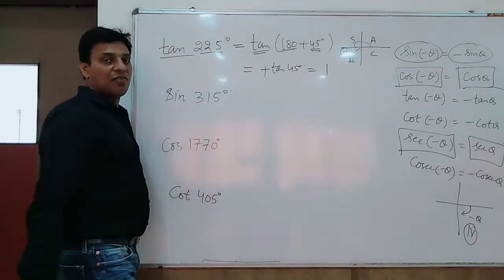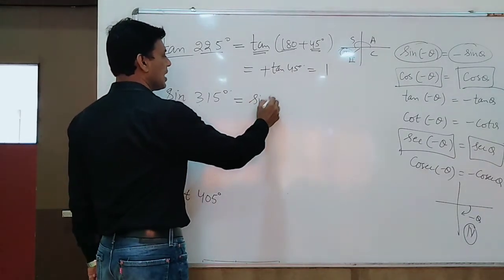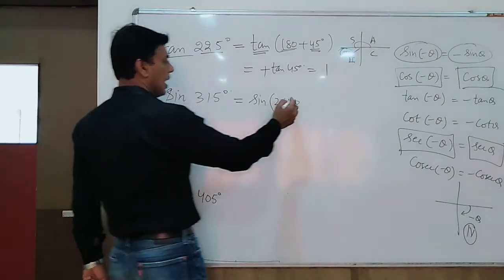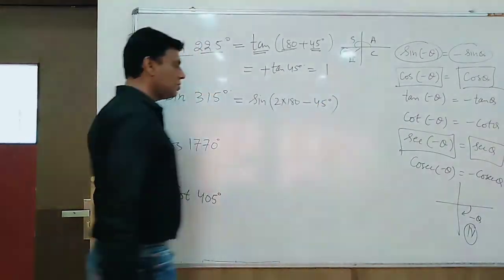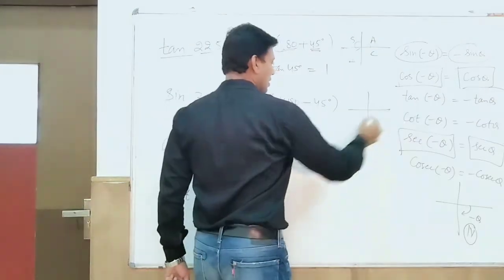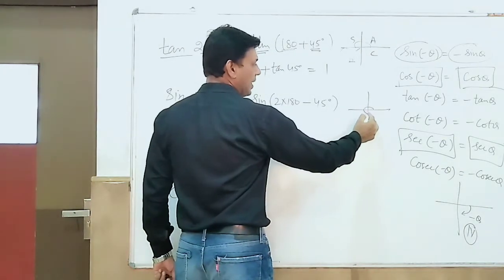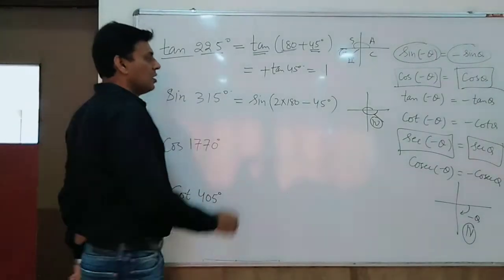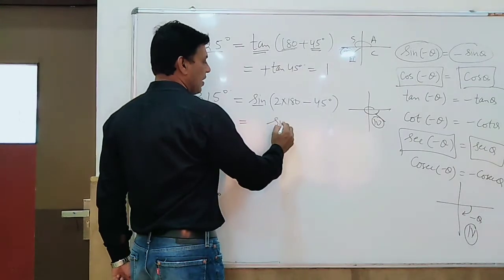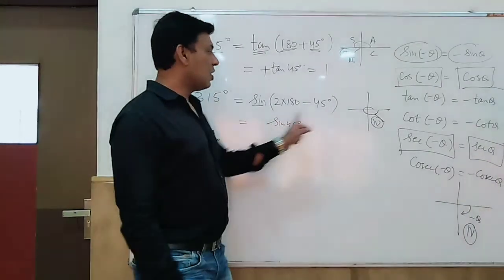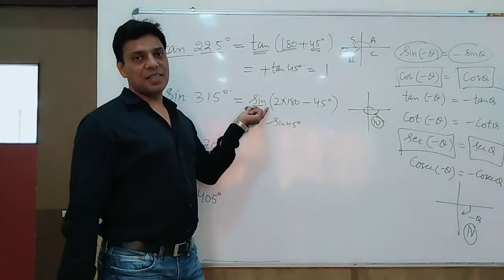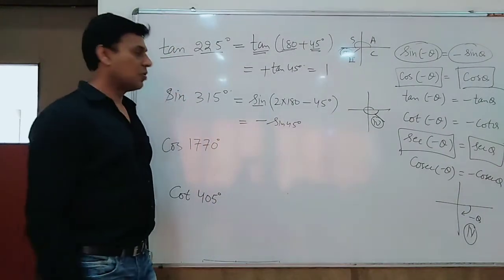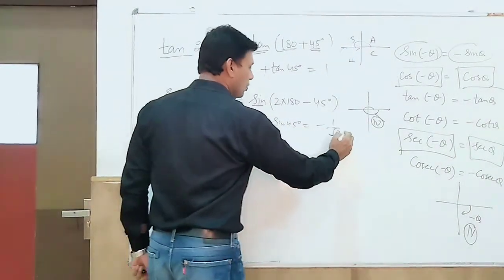Now sin 315 degrees. First we have to break this angle. So 2 into 180, that is 360, minus 45. Now see the quadrant after breaking the angle: 2 into 180, then minus. That means you are in the fourth quadrant. So the ratio is sin 45 degrees, but positive or negative? In the fourth quadrant, only cos and sec are positive, so we will have a negative value. So minus 1 upon root 2.